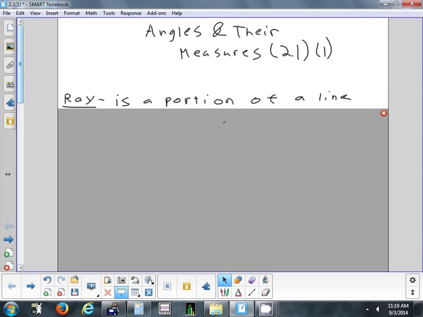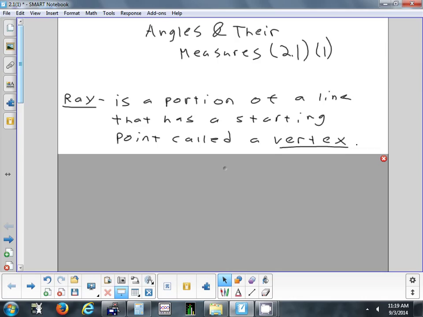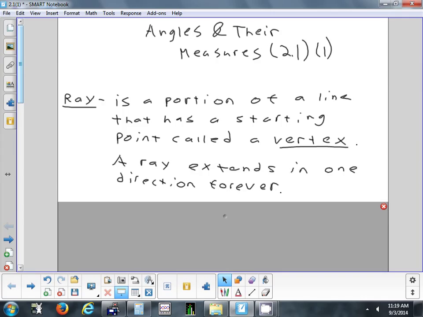Before we can talk about what an angle is, we have to define the parts that make up an angle. One important term to understand when you're talking about an angle is a ray. A ray is like a portion of a line. It extends in one direction. It has a starting point, and that starting point is called the vertex. And I said that a ray extends in one direction forever.